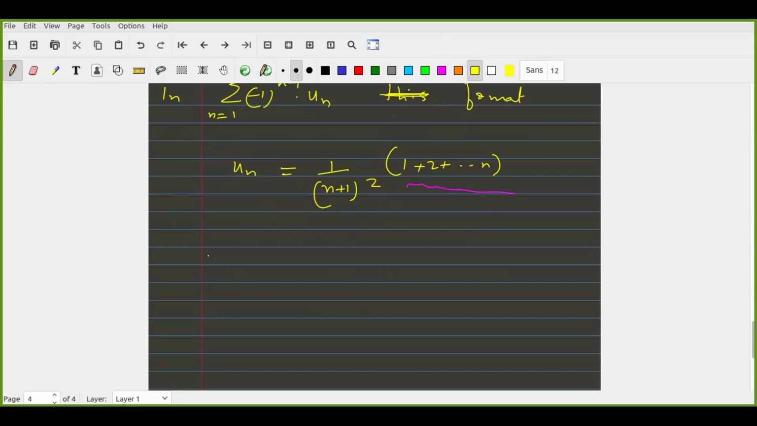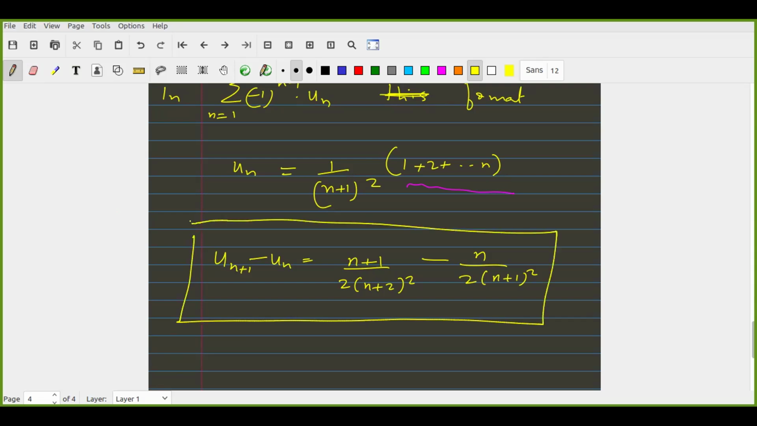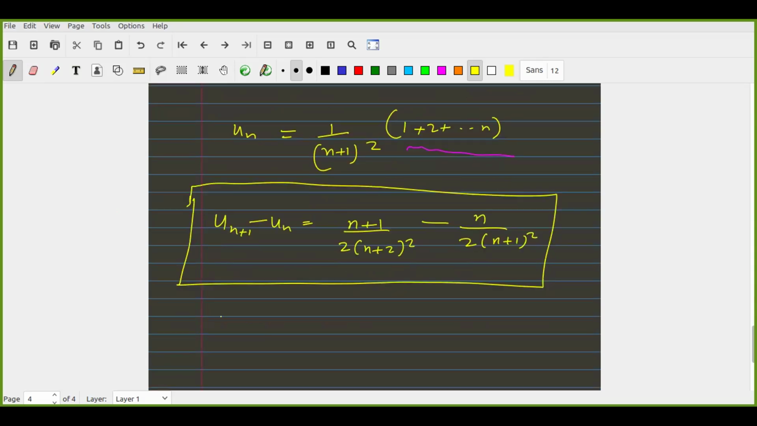So let's look at the first criteria, un plus 1 minus un. Now I'm going to write it as n plus 1 by 2 into n plus 2 the whole square minus n divided by 2 into n plus 1 the whole square. Why? Because these bracketed terms get cancelled. Or you can check in another way. This is the difference between the next term and the preceding term. Let me prove it in this way.